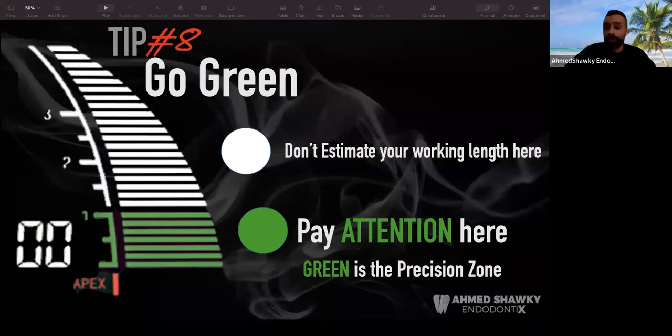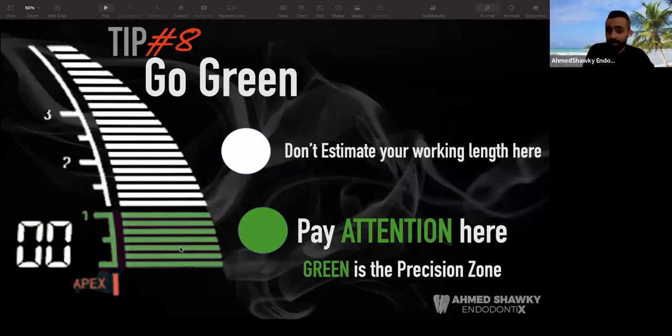Tip number 8 is go green. If you are not able to reach the end of the root canal, pay attention that you cannot stop here, for example, and say, okay, here it's at 2, I will increase another increment, 2 millimeters, for example. No, here the file is not measuring because the canal is tapered wide, the file is not touching.